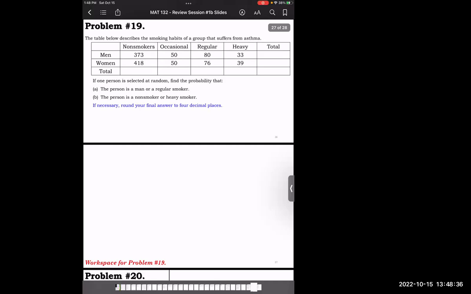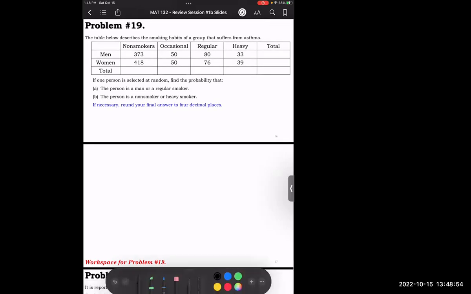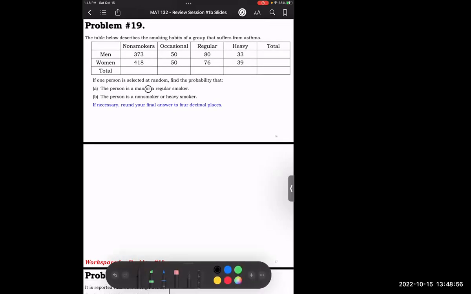Here it states, I'm doing the same table again, the person's a man or a regular smoker. The person is a non-smoker or heavy smoker. What's the key word in parts A and B of problem 19? Or. The word or. That's right. Anybody know what probability rule is associated to the word or? Addition. Addition, that's right. So or is associated to addition.